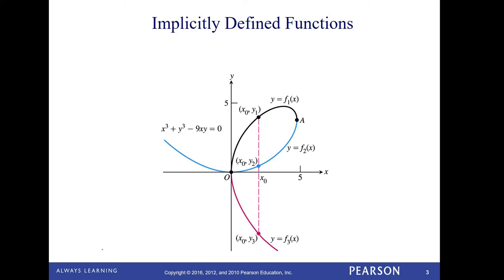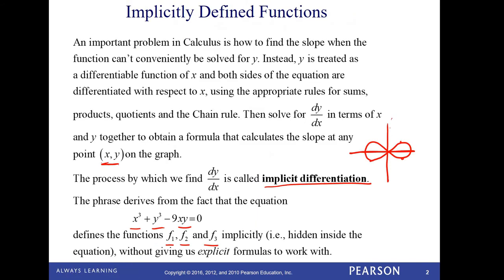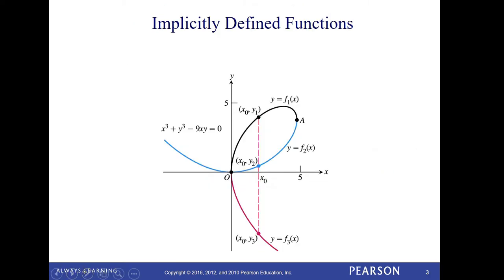I misspoke back here. These are not our f1, f2, f3s. My bad. So they've split into three functions: the blue function, the black function, and the red function. Notice that all three of these together would not actually form a function because it doesn't pass the vertical line test. But if we split it, we can have this kind of notation where we can get a slope at any point.